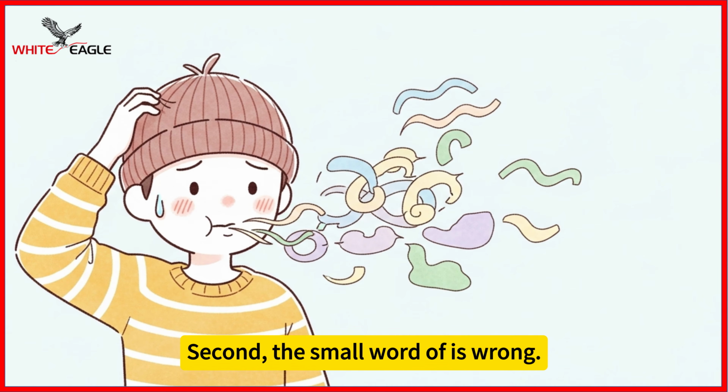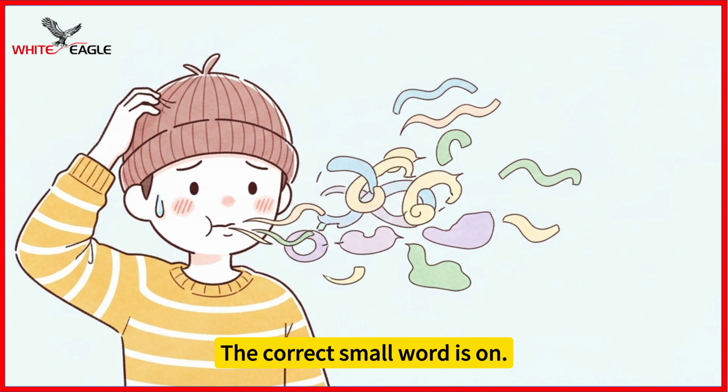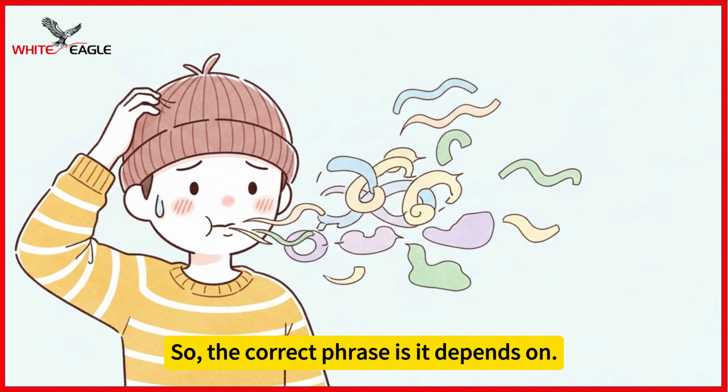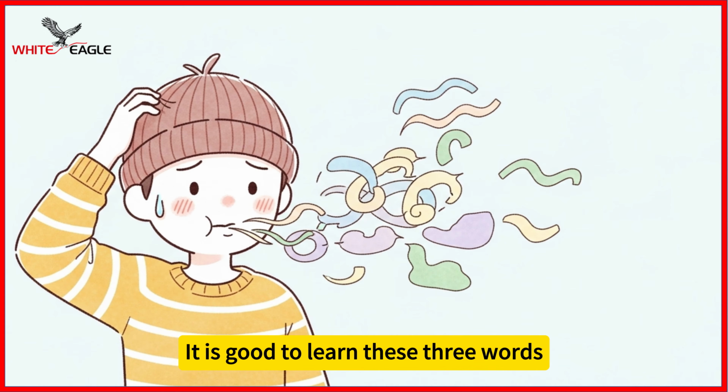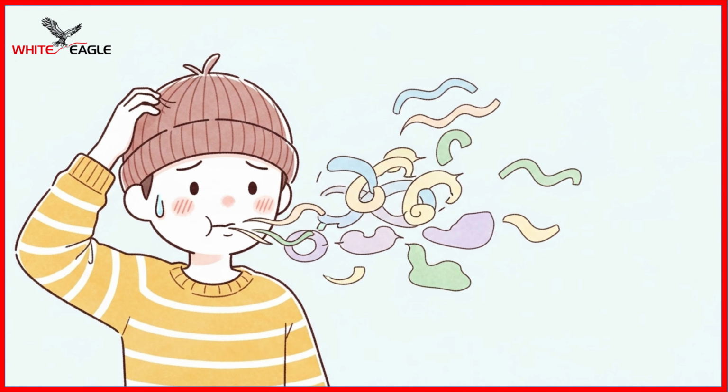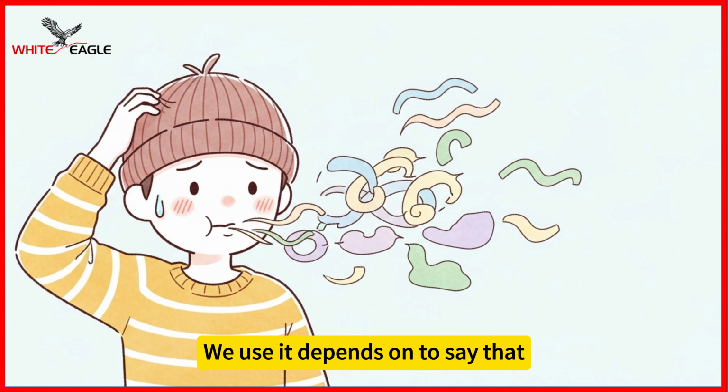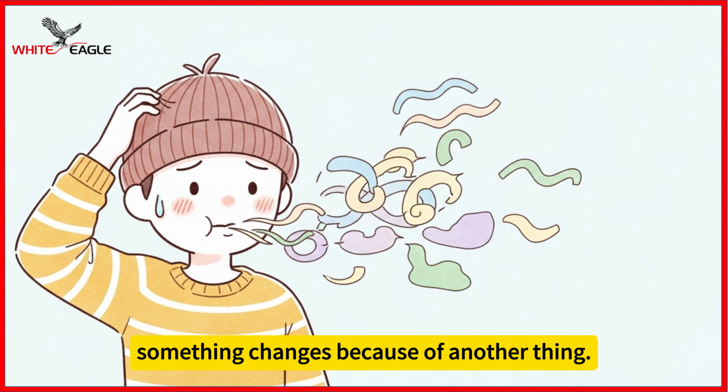Second, the small word of is wrong. The correct small word is on. So, the correct phrase is, it depends on. It is good to learn these 3 words together as one phrase. It depends on. Say it with me. It depends on. We use it depends on to say that something changes because of another thing.